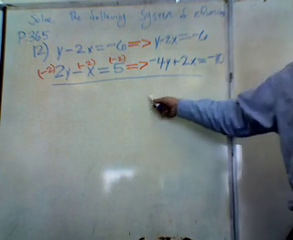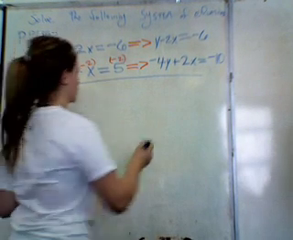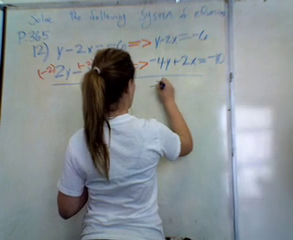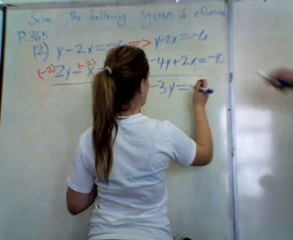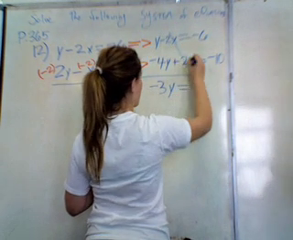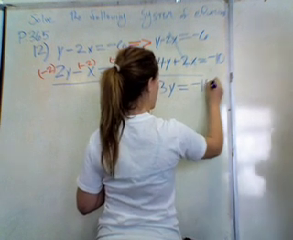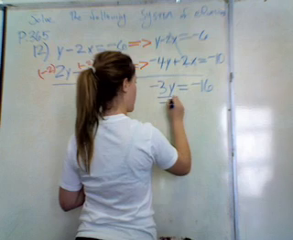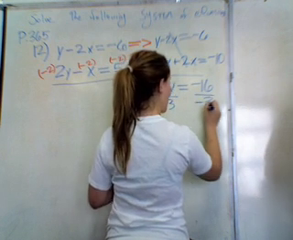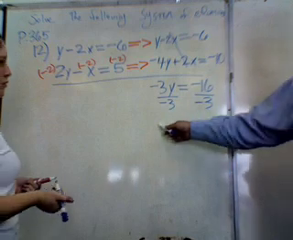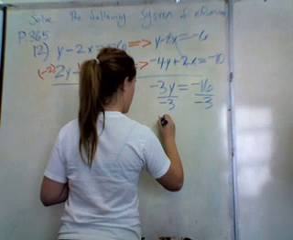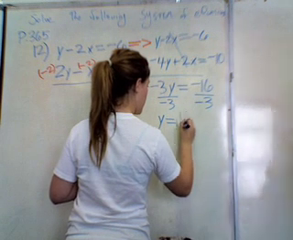Y minus 4y equals? Negative 3y. Good. And negative 2x plus 2x equals? 0. They cancel. So we end up with negative 16 here. That's right. Negative 16. Then you divide by negative 3. Good job. Then you get y equals 16 over 3. And then that's a fraction, which again, we know how to deal with.